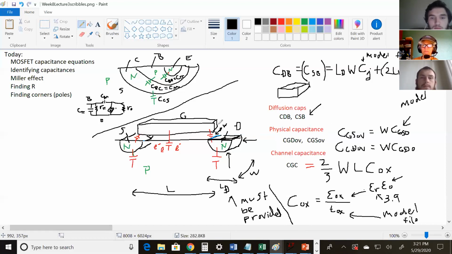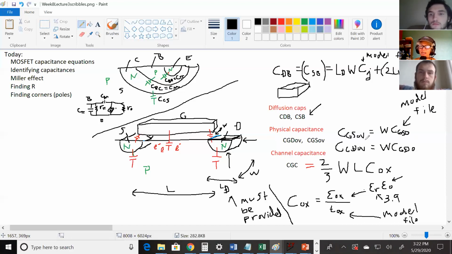So this width right here, which is the width of the gate, to find the gate source overlap, you just take that width, because that's how long it's overlapping for, and you multiply it by this thing from the model file called CGSO. So it's a super simple equation. Just take the width of the gate and multiply it by this value from the model file, and you're done. You've got your capacitance for that overlap. So good up to there?